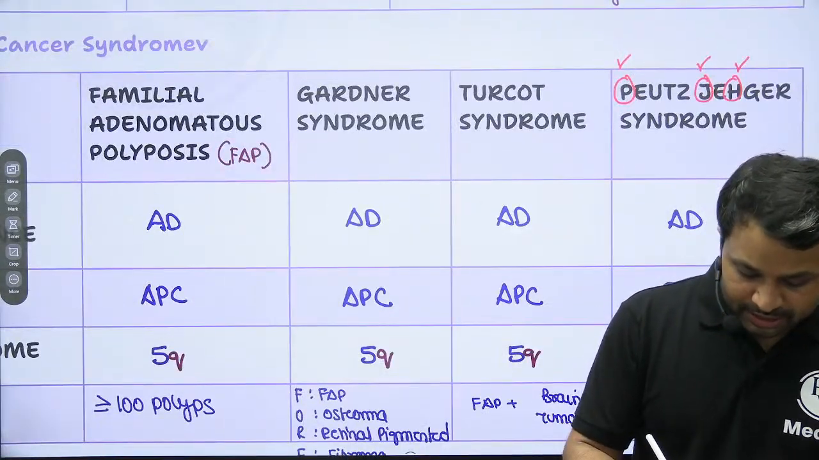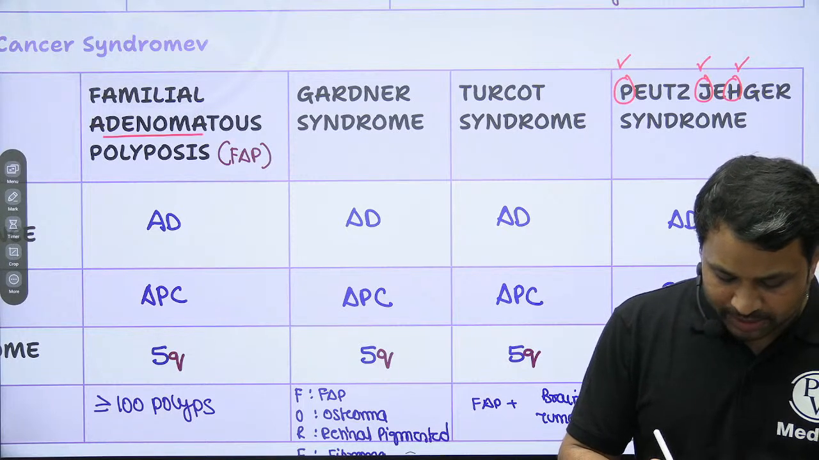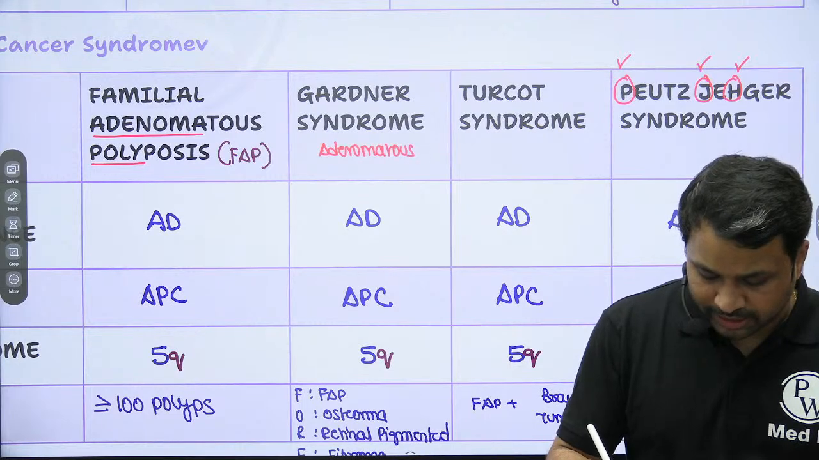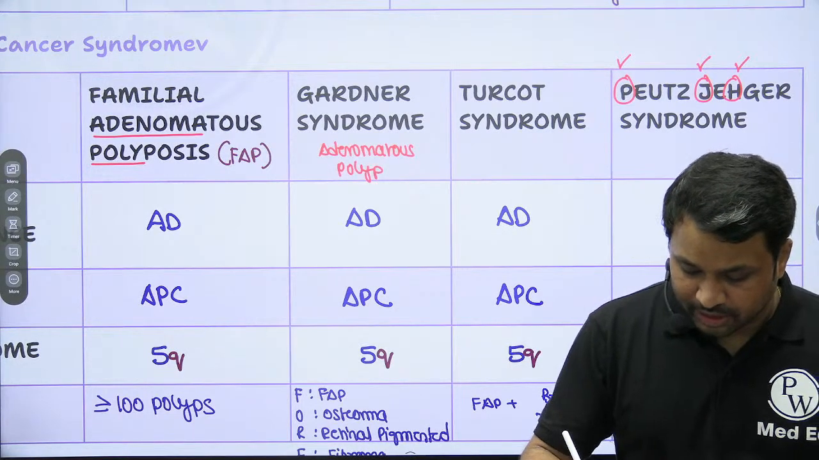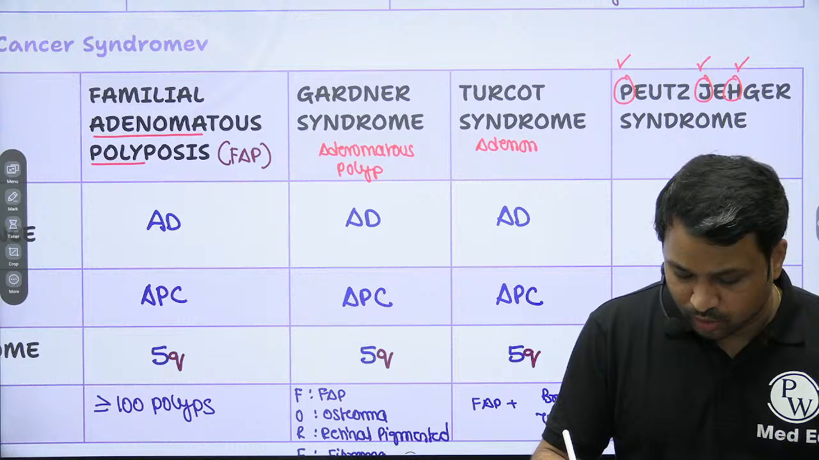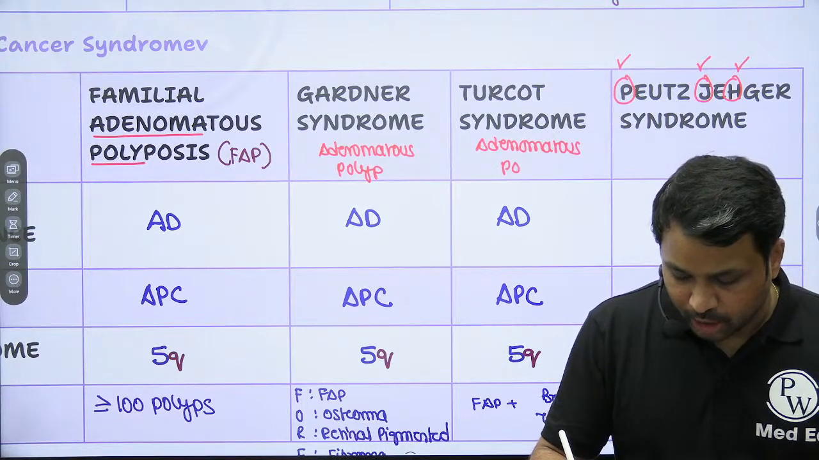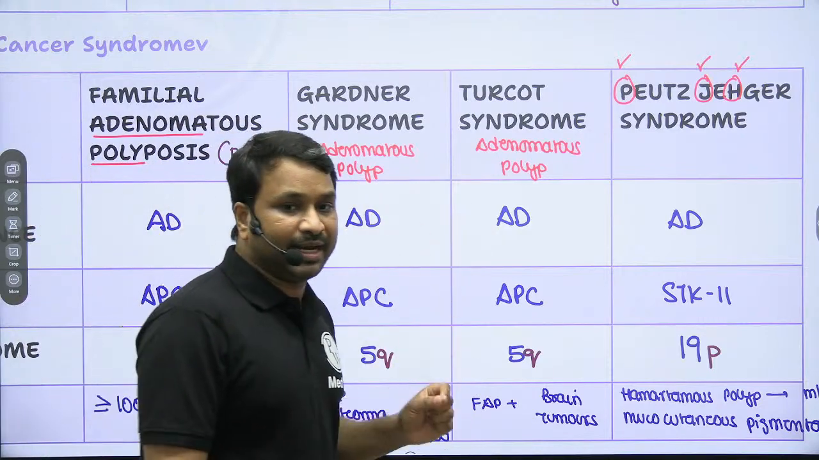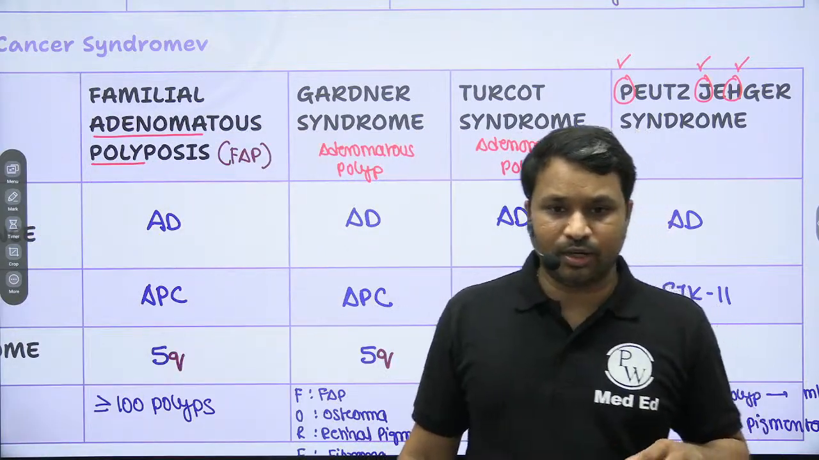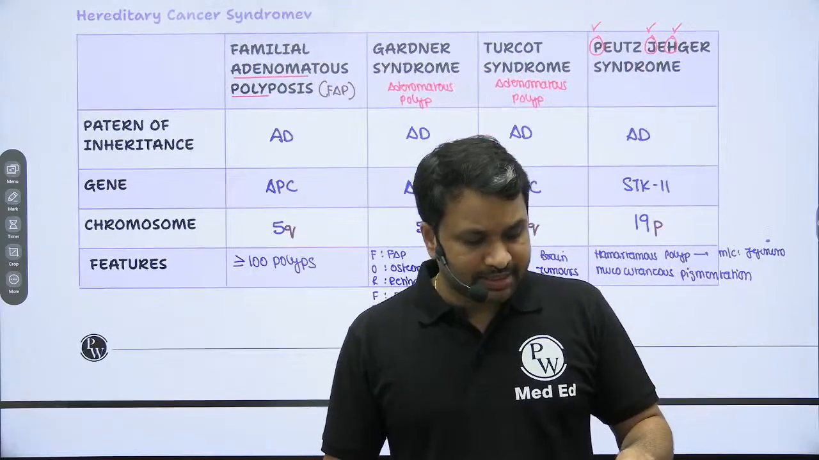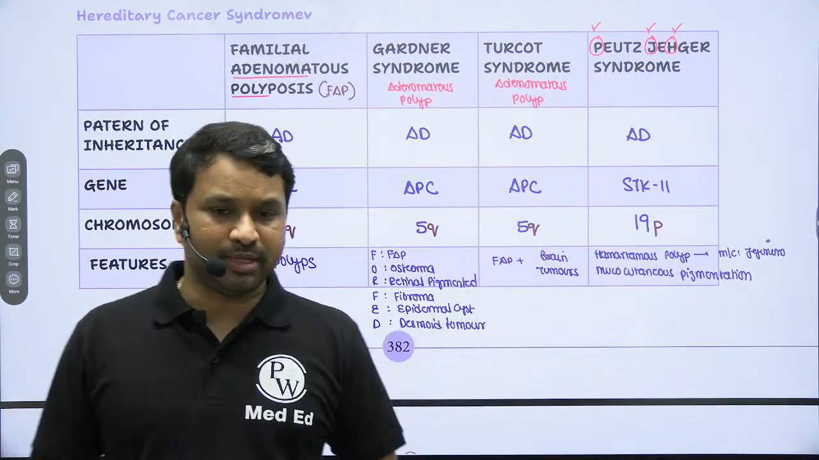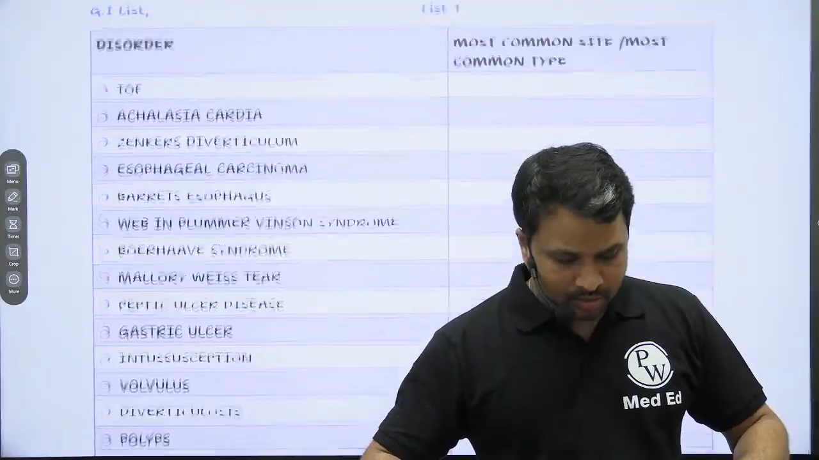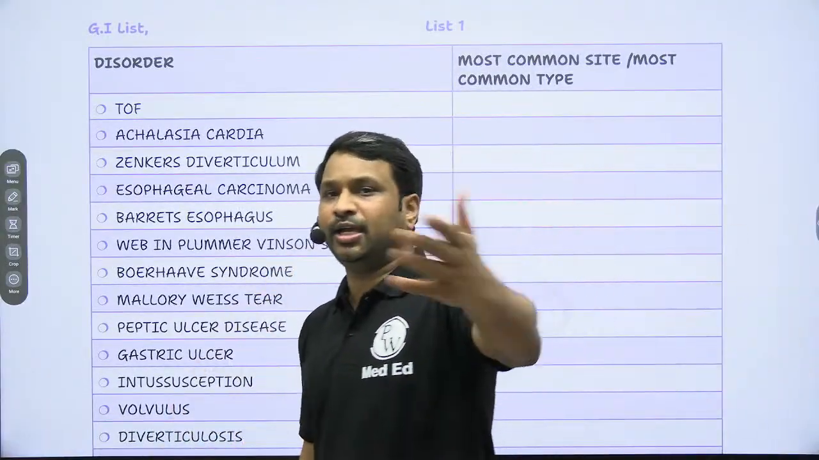Remember the other 3. Familial adenomatous, as it says itself, is an adenomatous polyp. Gardner will also have an adenomatous polyp, no need to tell you because it is a component of FAP. Turcot will also have an adenomatous polyp. I hope everybody knows the maximum malignant potential is going to be with the adenomatous polyp. So all these are the important components of the hereditary cancer syndromes that you will be seeing in your colorectal malignancies.